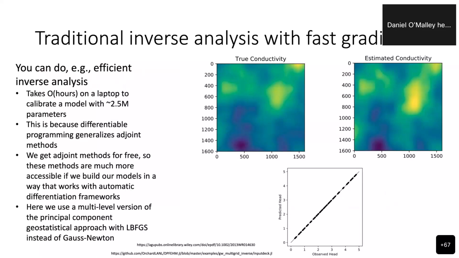You can also do traditional inverse analysis using these methods. This is just an example showing a traditional inverse analysis method. This is some true conductivity field. This is a hydrology problem. And then the estimated conductivity field. It takes a few hours to do this inverse analysis on a laptop, and the model has a few million parameters, so it's not too small. And having these adjoint methods really lets us accelerate this process and make it a lot faster.